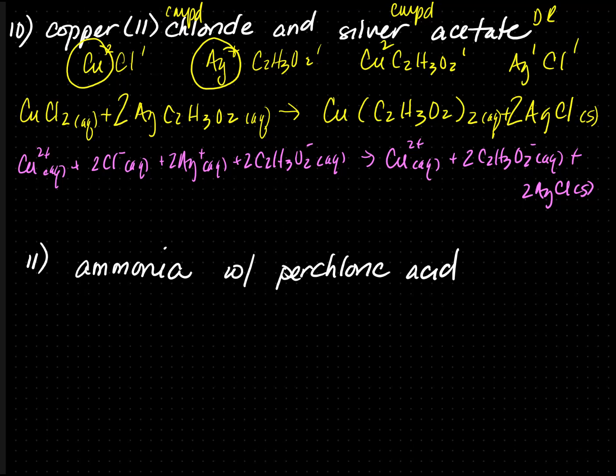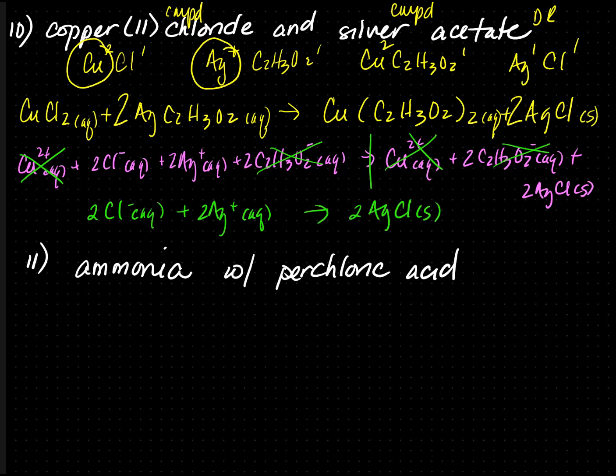We're going to eliminate things that are the same on both sides. That is the copper and the acetate. So now I'm going to recopy 2Cl- aq plus 2Ag+ aq yields 2AgCl solid.